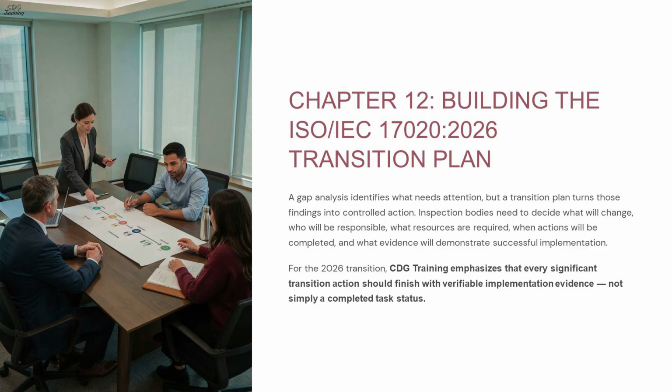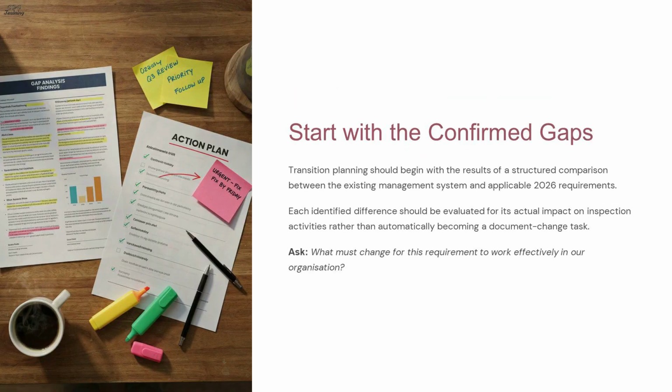For the 2026 transition, CDG training emphasizes that every significant transition action should finish with verifiable implementation evidence, not simply a completed task status. Transition planning should begin with the results of a structured comparison between the existing management system and applicable 2026 requirements. Each identified difference should be evaluated for its actual impact on inspection activities rather than automatically becoming a document change task. Ask, what must change for this requirement to work effectively in our organization?